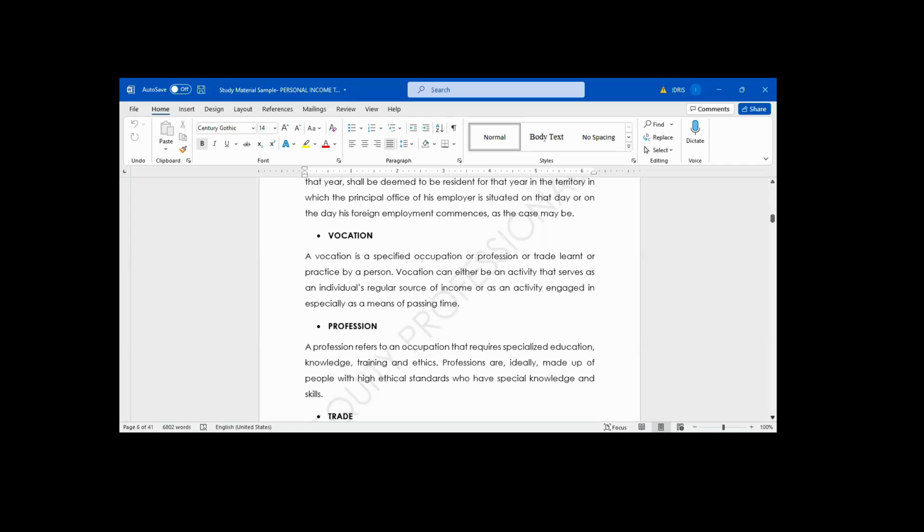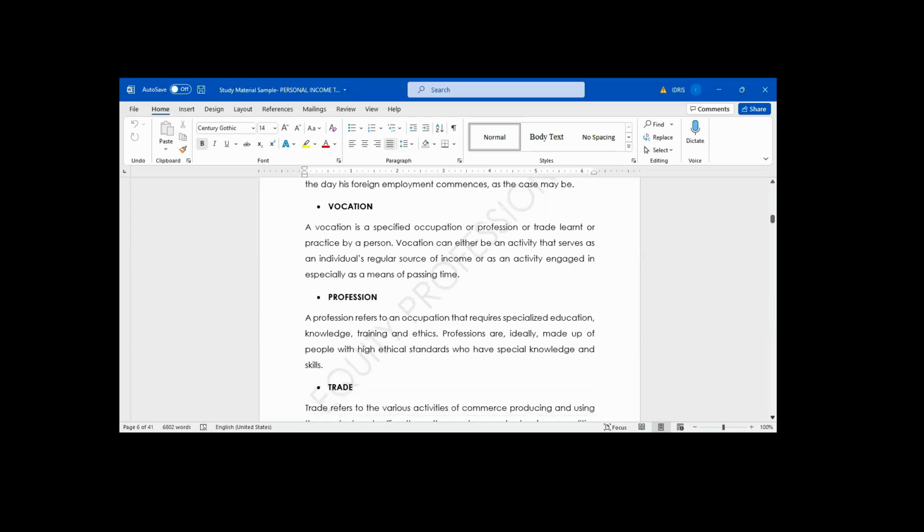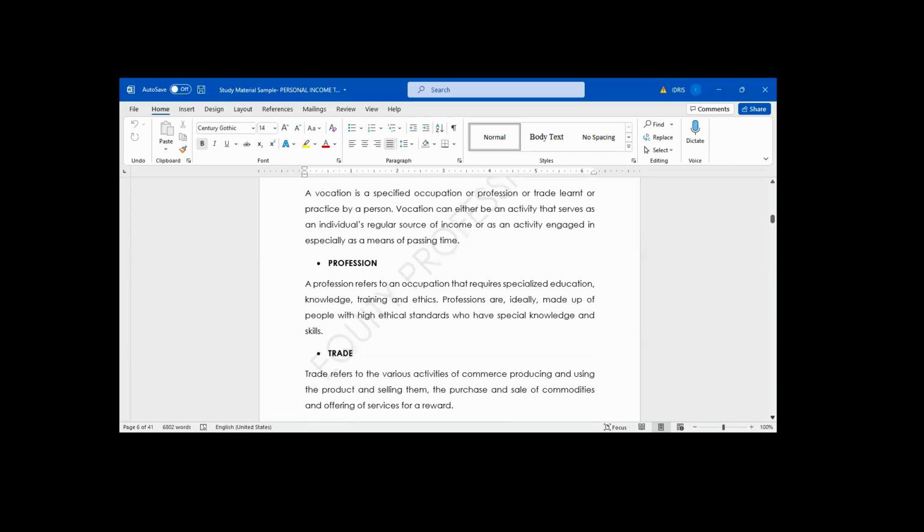What is profession? Another one called profession. Profession simply means when you have a specialized knowledge or education, training on a particular field. You render specialized knowledge, training, education on a what? On a particular field. Auditing is a profession. There is a legal profession, accounting profession, medical profession. All these people, they are professionals. They have a specialized knowledge in a particular field.